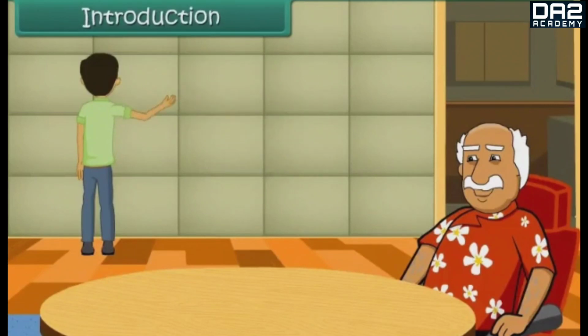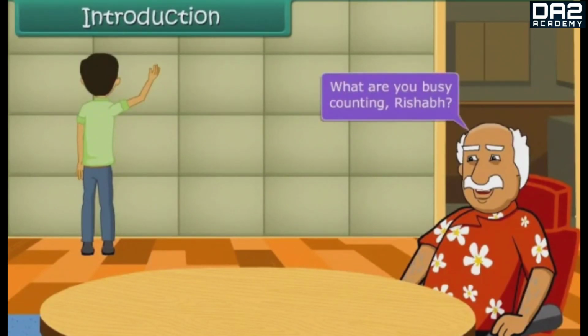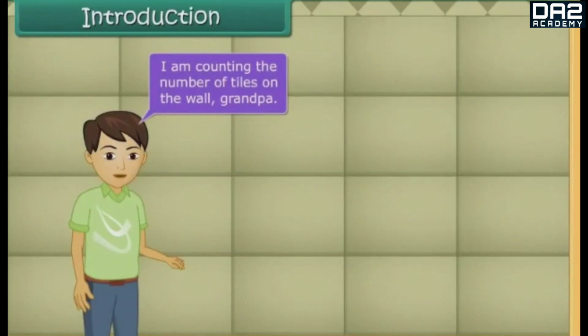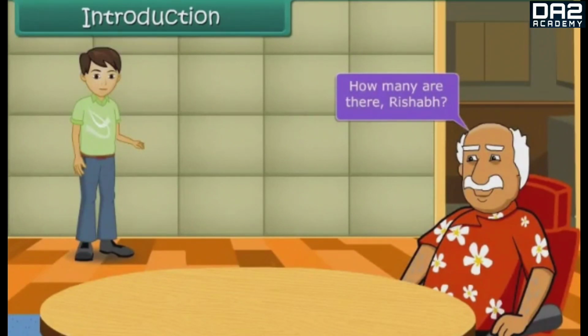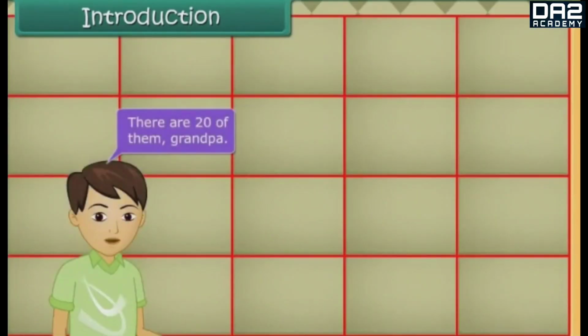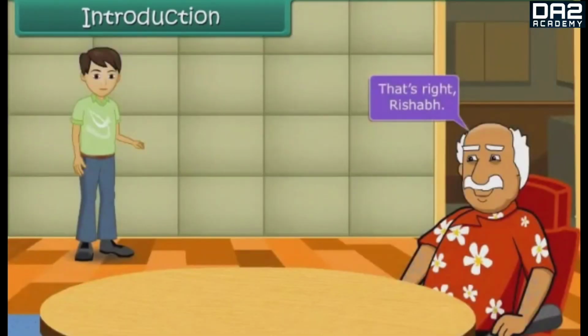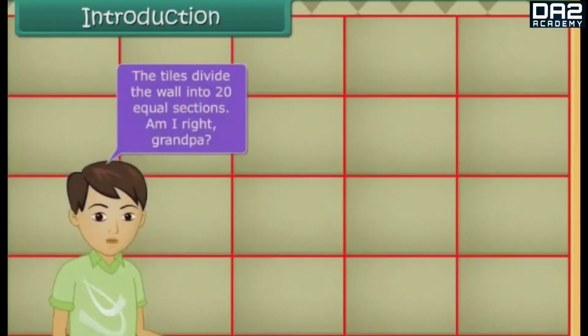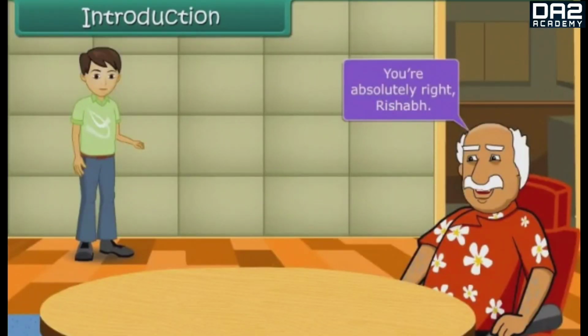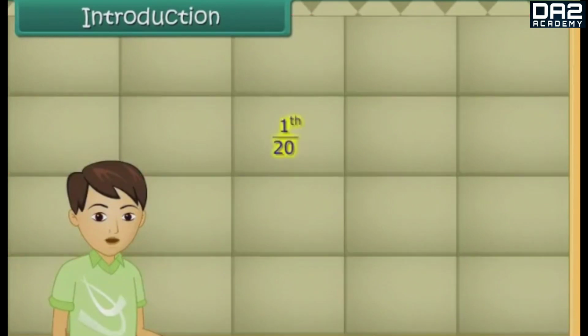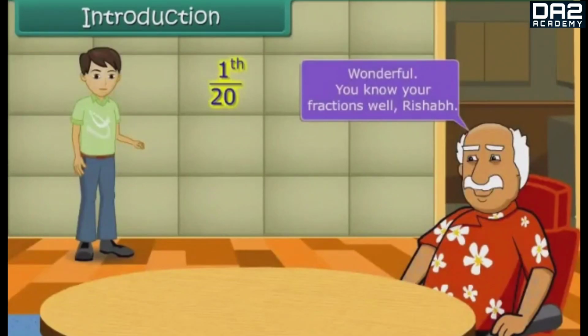Introduction. What are you busy counting, Rishabh? I am counting the number of tiles on the wall, Grandpa. How many are there, Rishabh? There are 20 of them, Grandpa. That's right, Rishabh. The tiles divide the wall into 20 equal sections. Am I right, Grandpa? You are absolutely right, Rishabh. Each section represents 1/20th of the whole wall, Grandpa. Wonderful! You know your fractions well, Rishabh.